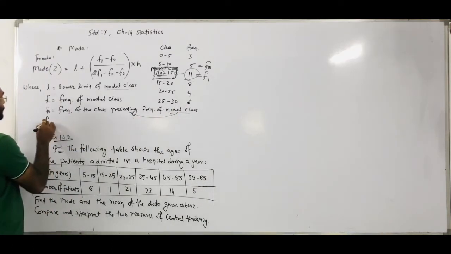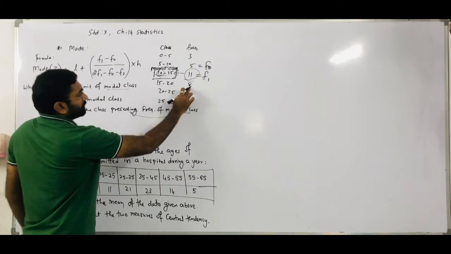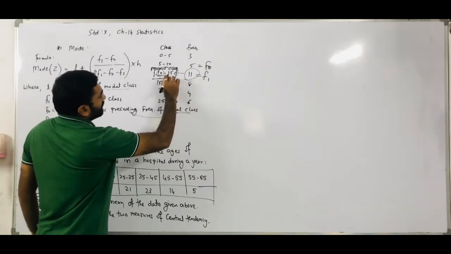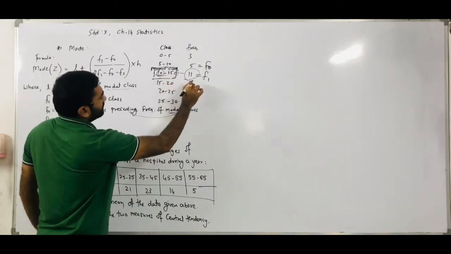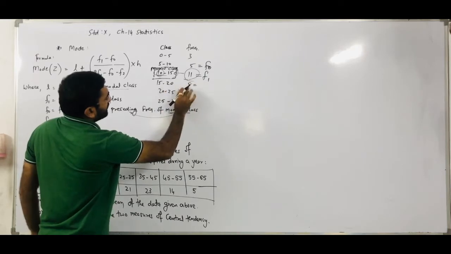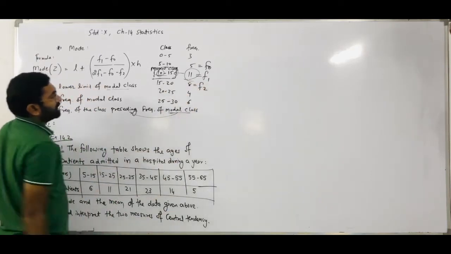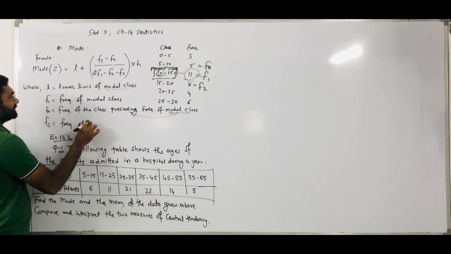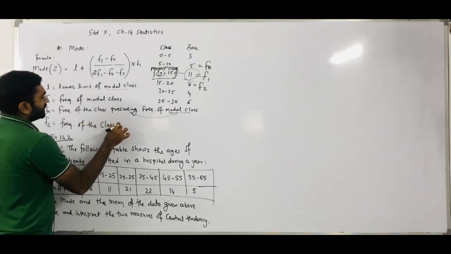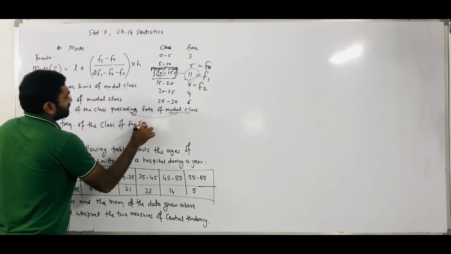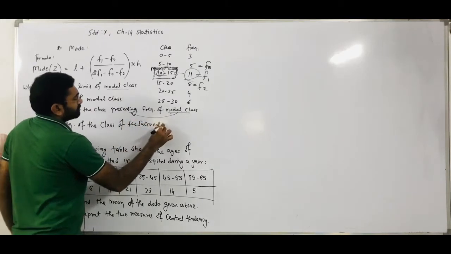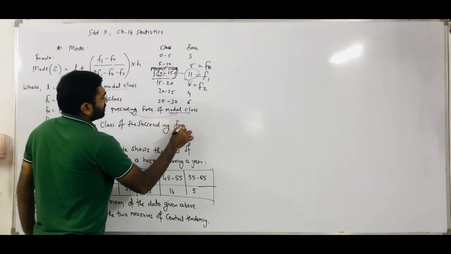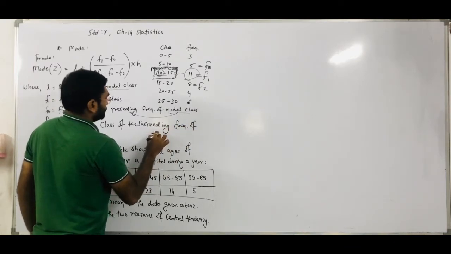Then F2. F2 is the frequency of the class next to the modal class, or you can say the succeeding class frequency. The succeeding class frequency is 8, so the F2 value is 8. So F2 is the frequency of the class succeeding the modal class.